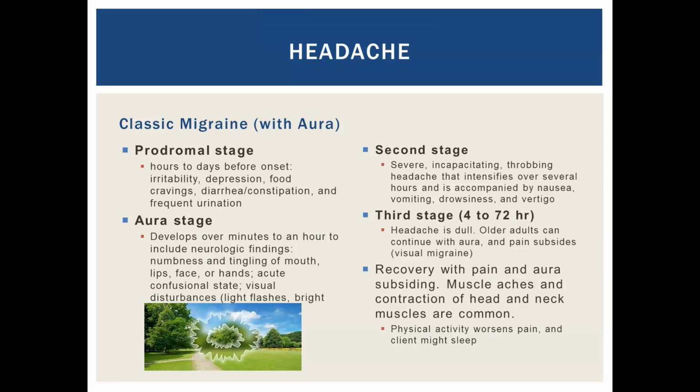They would move on then to the second stage of a migraine. They can have severe and incapacitating throbbing headache. So it's going to get worse and worse, and it's going to lead to nausea, vomiting, vertigo. And again, the third stage, it's kind of calming down now. The headache is dull. It may or may not have an aura. And then the recovery period is going to happen for them.